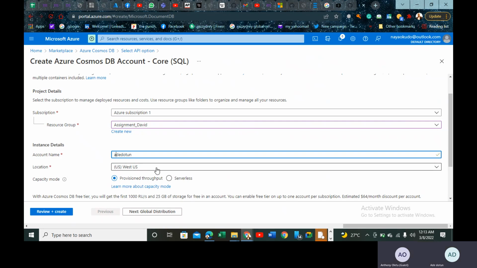Then the account location and capacity mode: provisioned throughput. Azure CosmosDB free tier gives you up to a certain amount of throughput and storage for free on your account. Okay, good. All right.